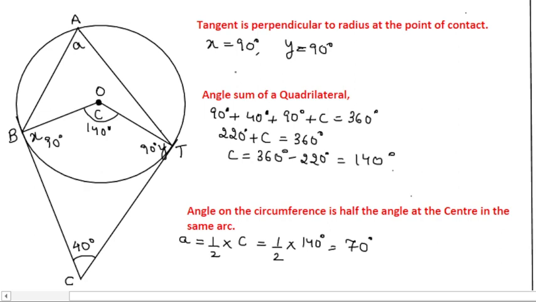So that's how I can find all the unknown angles just by using circle theorems. I hope it was easy for you to understand. Thank you.